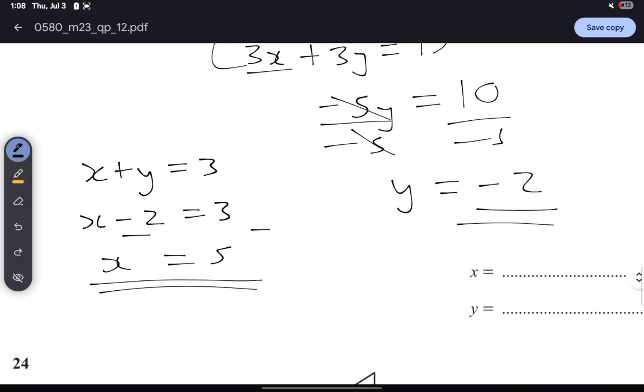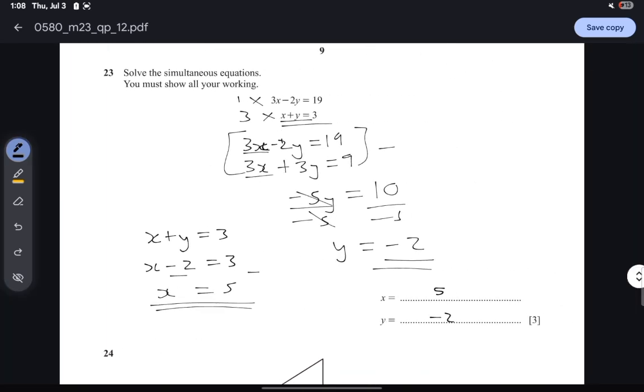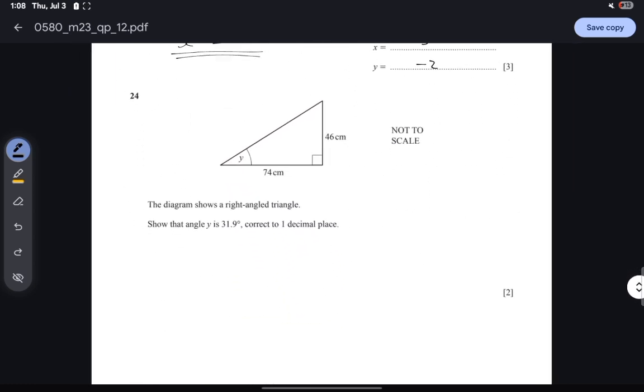And these are our answers. We have 5 and minus 2. And if we check, if we have 5 here and minus 2 here, they'll give us 3. I hope you got that one.